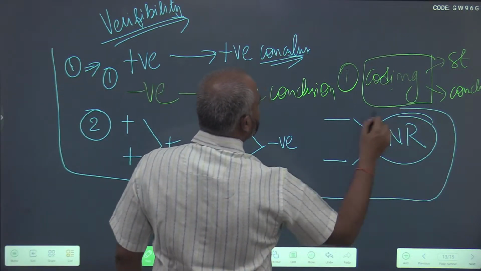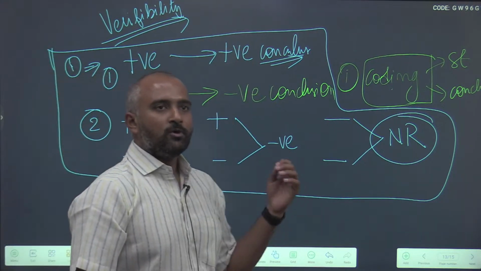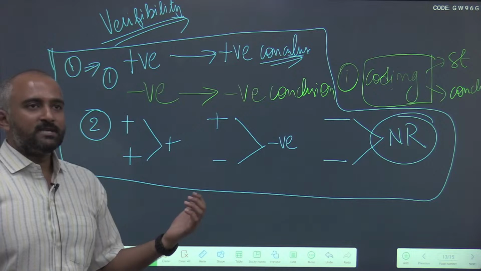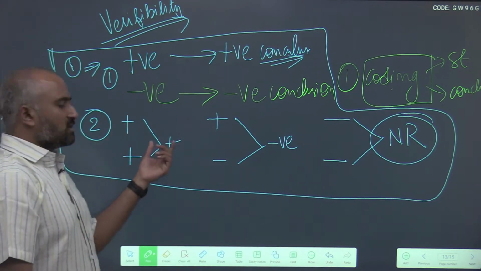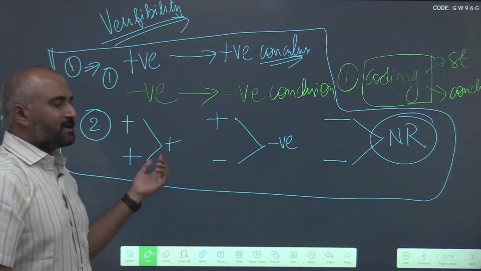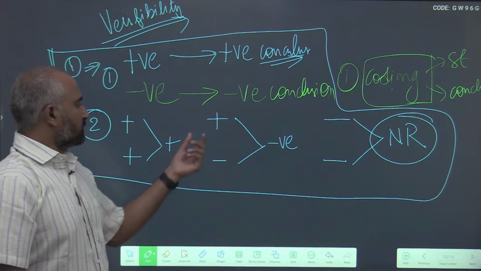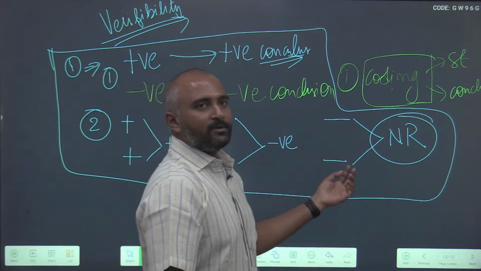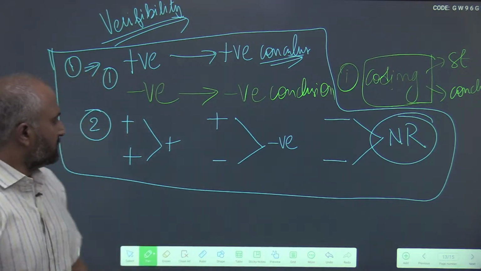I hope this is clear. Positive, only positive conclusion. Negative statement, only negative conclusion. If there are two statements, positive and positive will give you a positive. Think of this just as a multiplication: positive, positive, positive; positive, negative, negative; negative, negative, you cannot say any relation there. Next.